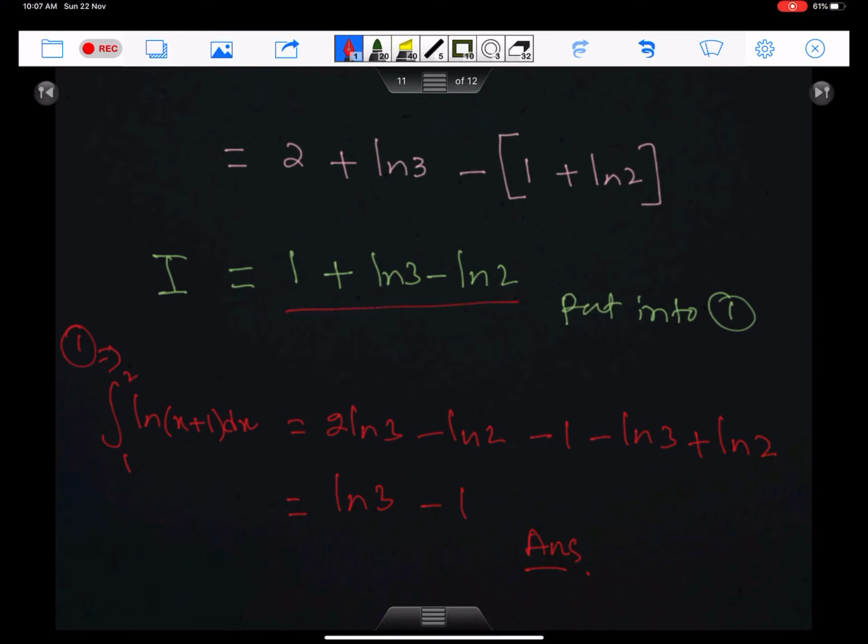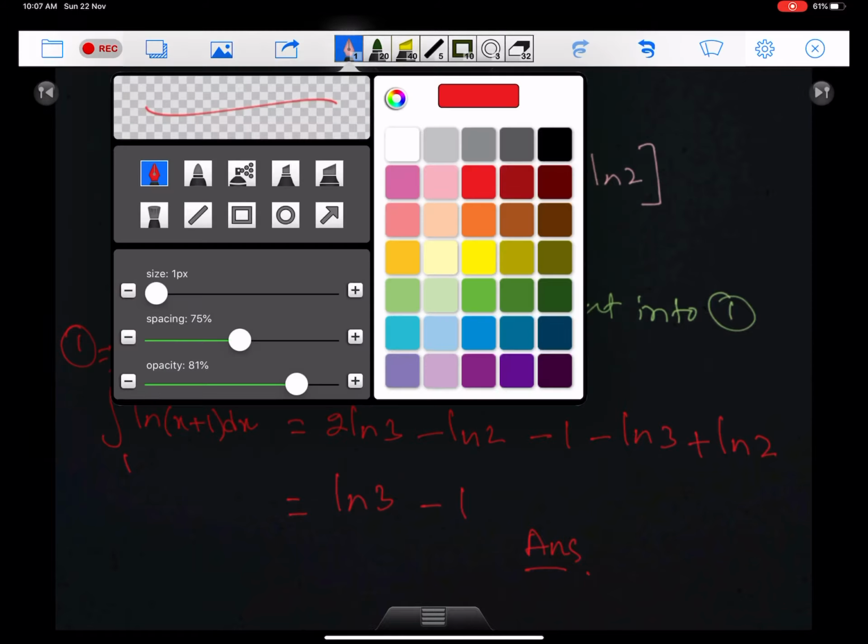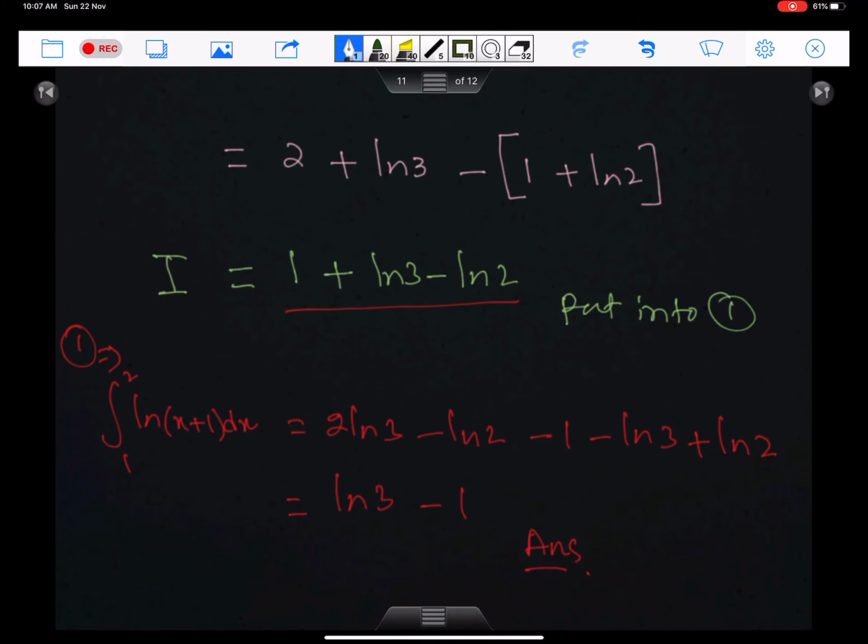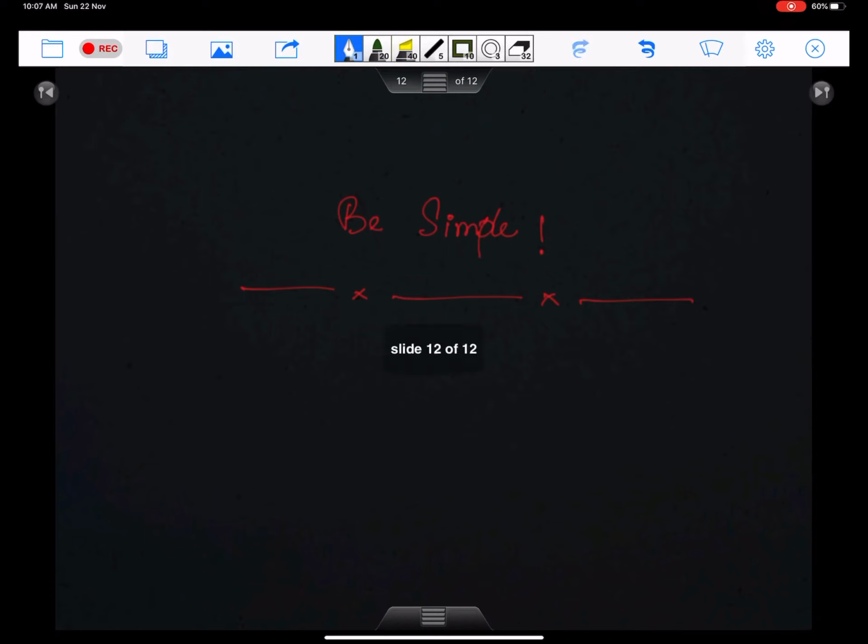Now by substituting this I into equation 1, we have this entire thing. Now make sure you simplify these things carefully. This ln2 and ln2 will be cancelled. 2 ln3 minus ln3 will become ln3, and minus 1 is here. This is the way to do integration of improper fractions, which should be simple.